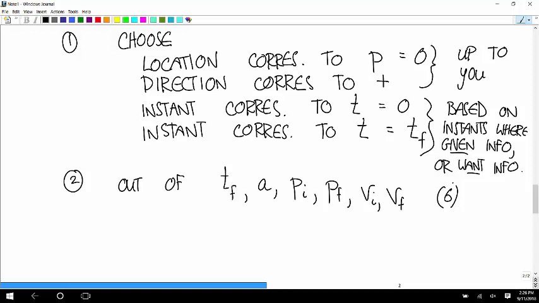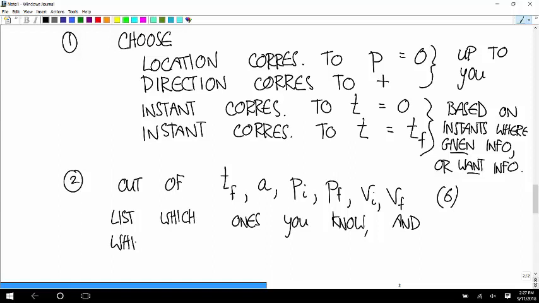And if you look back at those 3 main equations, none of them include all 6. They're all missing certain ones. But these are the only variables that appear in any of those. List which ones you know. And which one or ones you want.